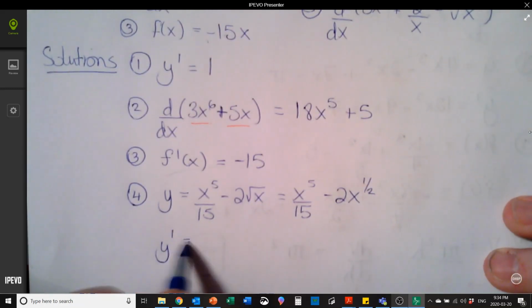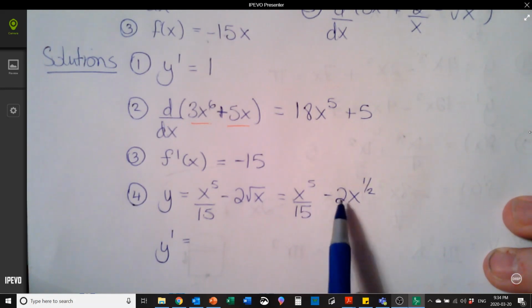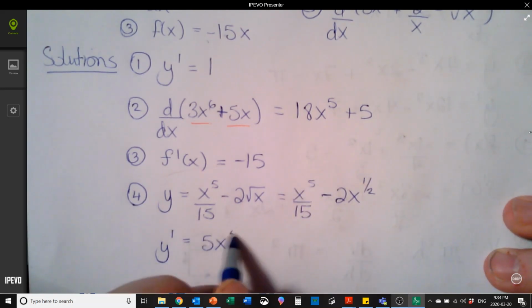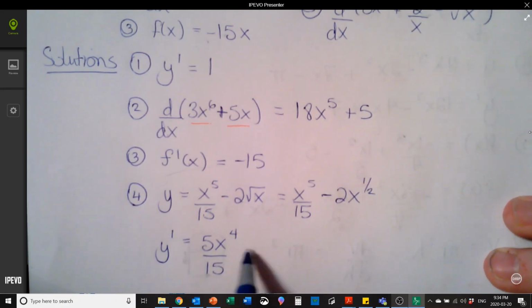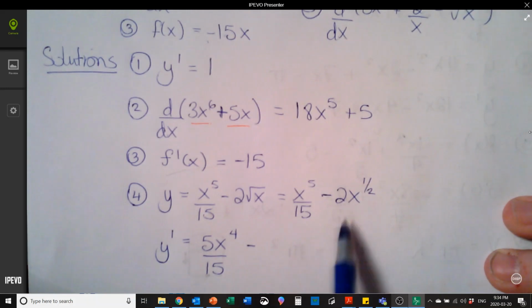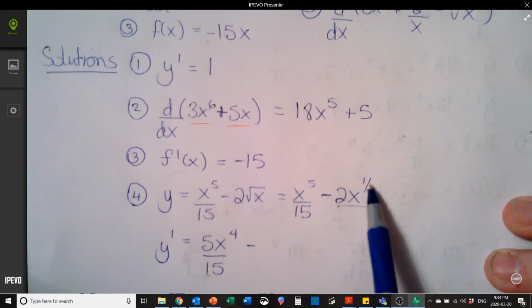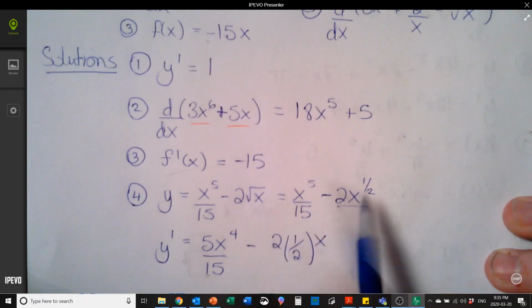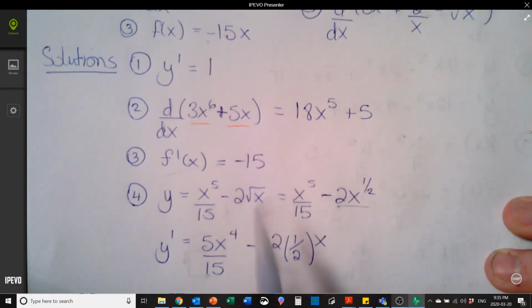So when I do y prime, I apply the derivative to each term. 5 will come down in front, and I'll subtract the exponent by 1. Minus, now I've got the derivative of the second term. So, same thing, I will bring the exponent down in front, and I'll have 2 times a half. x to the 1/2 minus 1 is negative a half.